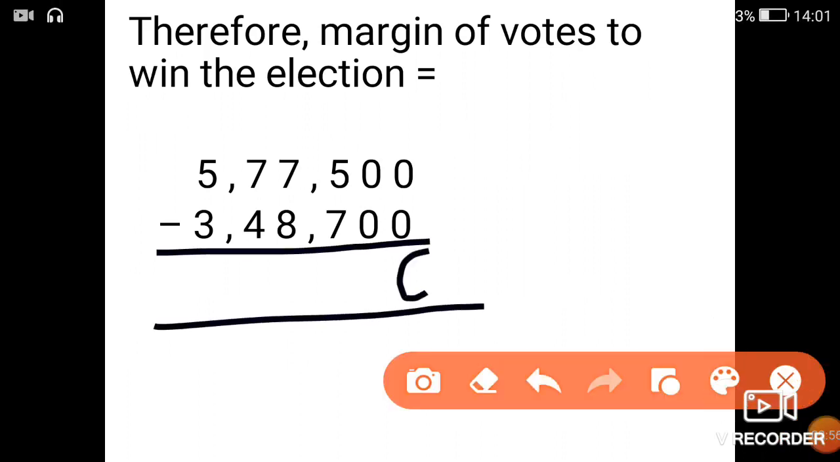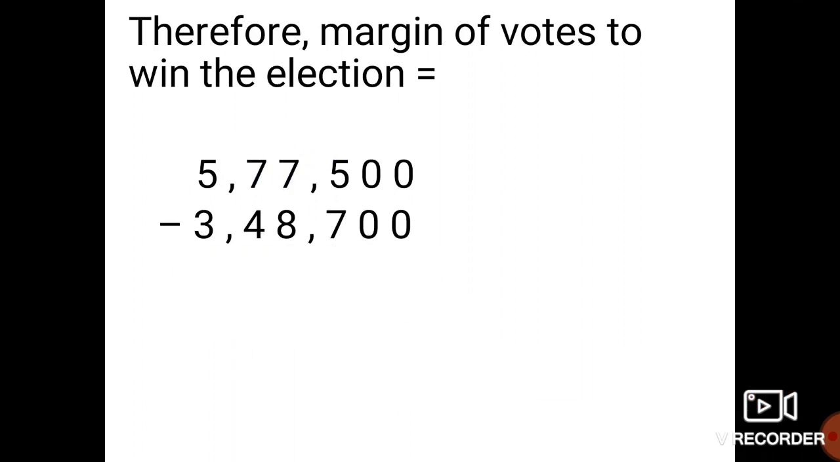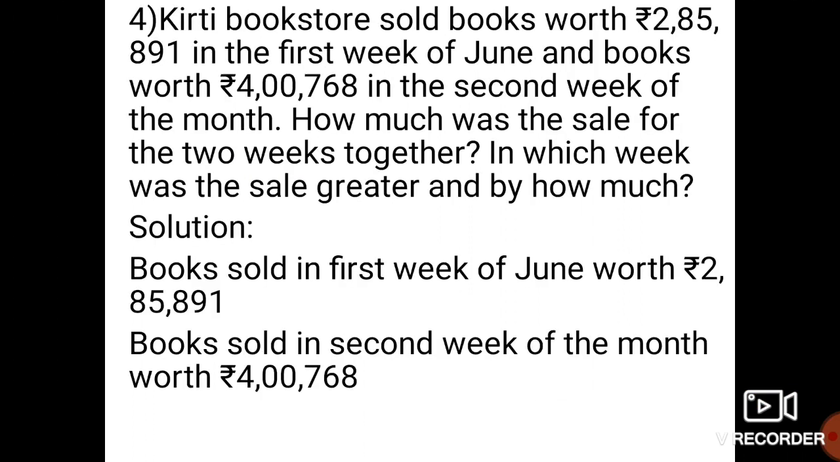So, 0 minus 0, 0 and 0 minus 0 is 0. 5 minus 7, we can't do that. So, we need to borrow from the next number. So, it will be 15. So, 15 minus 7 is 8. 6 minus 8, we can't perform that. So it will become 6 and this is 16. So 16 minus 8 is 8 and 6 minus 4, 2. 5 minus 3 is 2. So it is 2,28,800. So the margin of votes needed to win the election is 2,28,800.